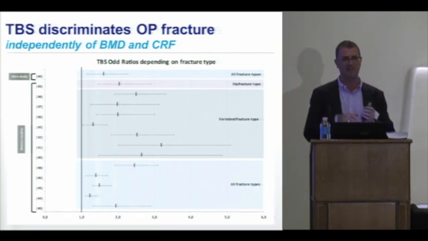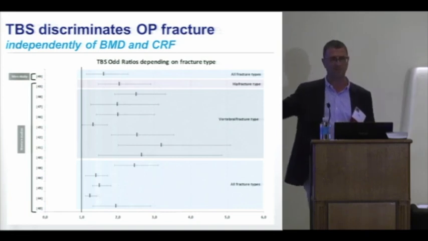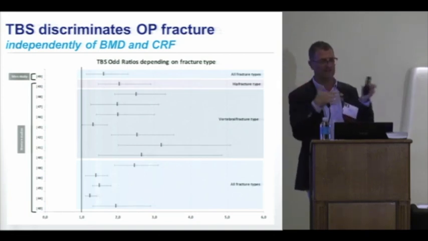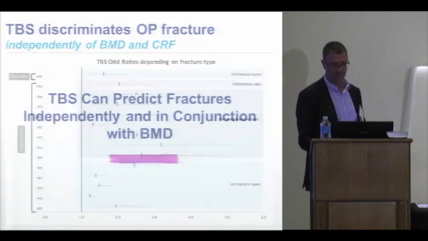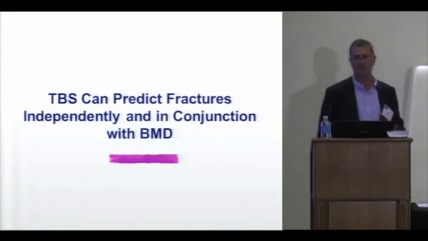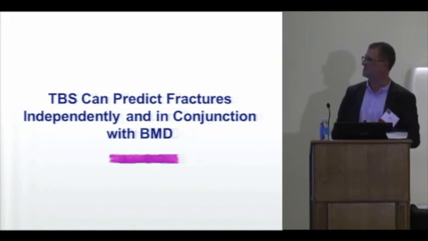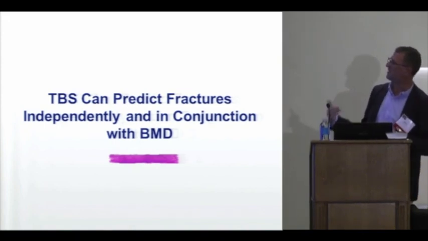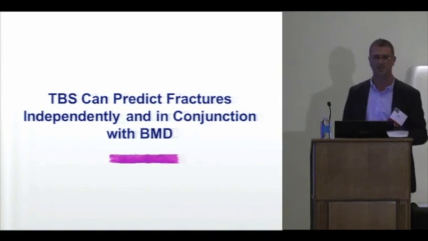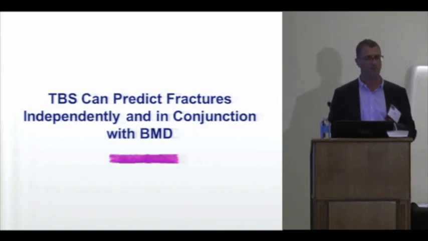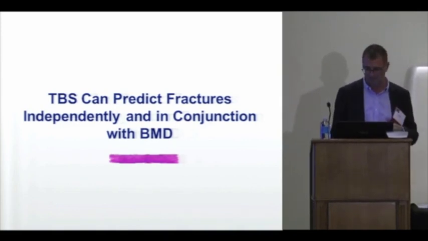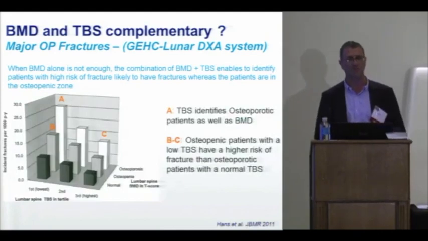So the same BMD, fracture versus non-fracture, and the TBS was able to discriminate both, on top of the fact that they had the same BMD. But more importantly is the prediction. The prediction is pretty clear now from several studies that TBS can predict fracture independently and in conjunction with BMD, meaning that when you combine the BMD plus the TBS in a model, you improve it.